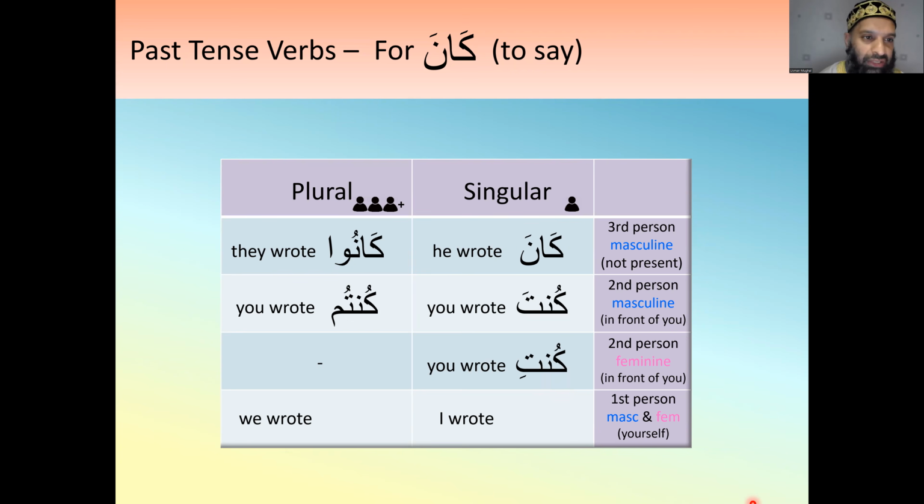Yeah, kunti is right. Kunti means you were, feminine. How do I say I was? Exactly, kuntu, right? How do you say we were?